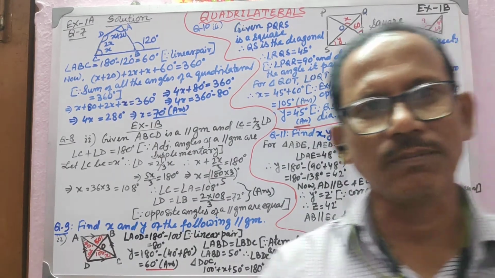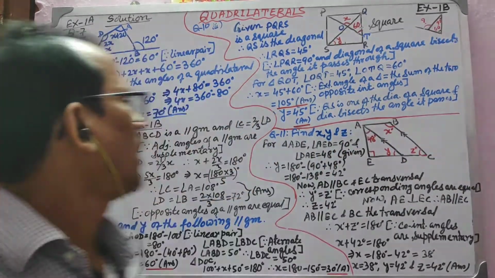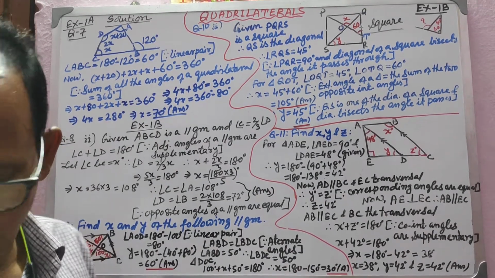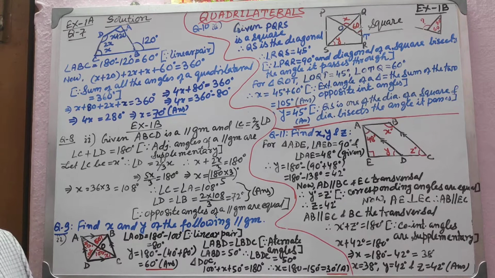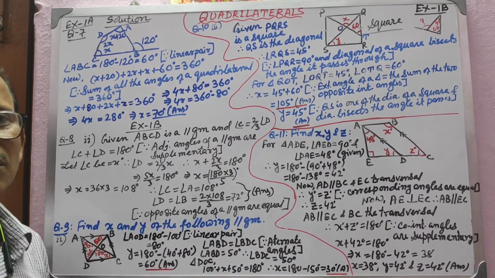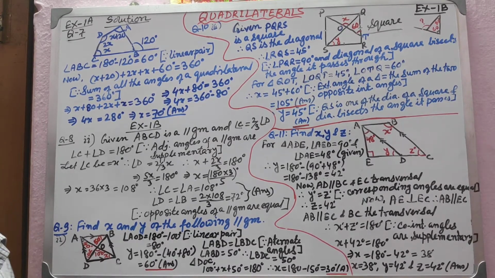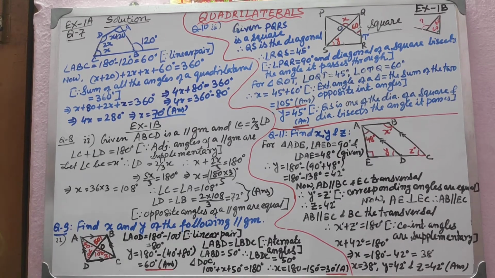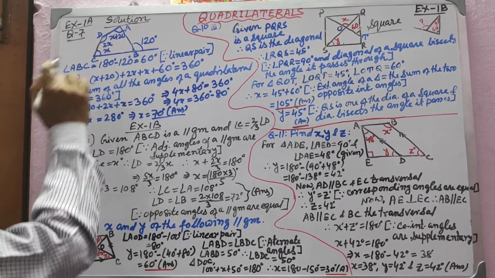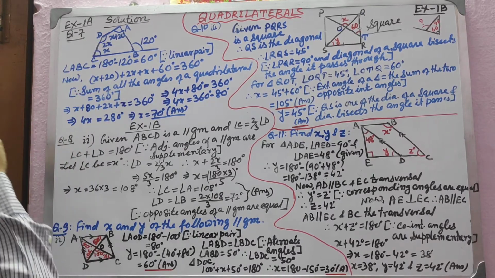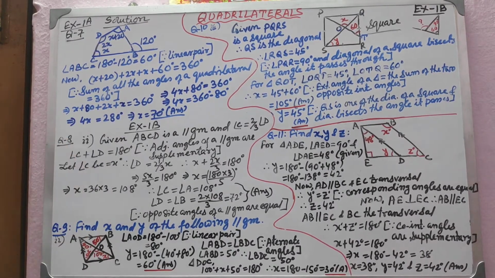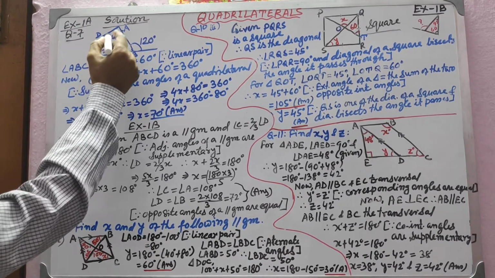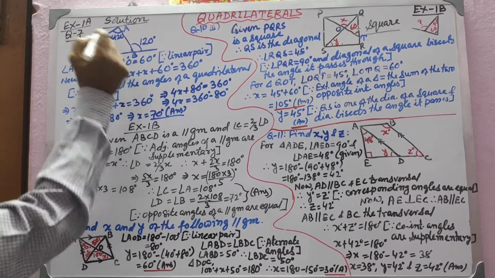So let us take some sums from exercise 1 and B. But before that, one of the sums from exercise 1, which I asked you last week as a quiz, let me do that one so that all my students, especially the slow learners, will be able to understand. I asked you question number 7, the third one I think. This is the figure given to you.